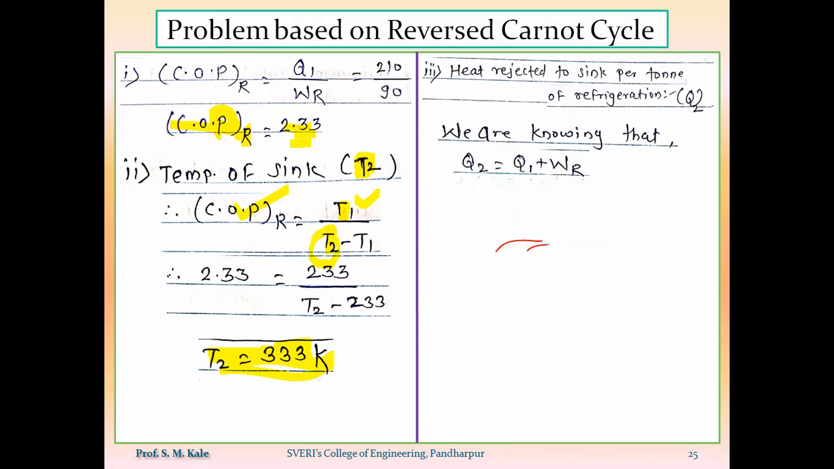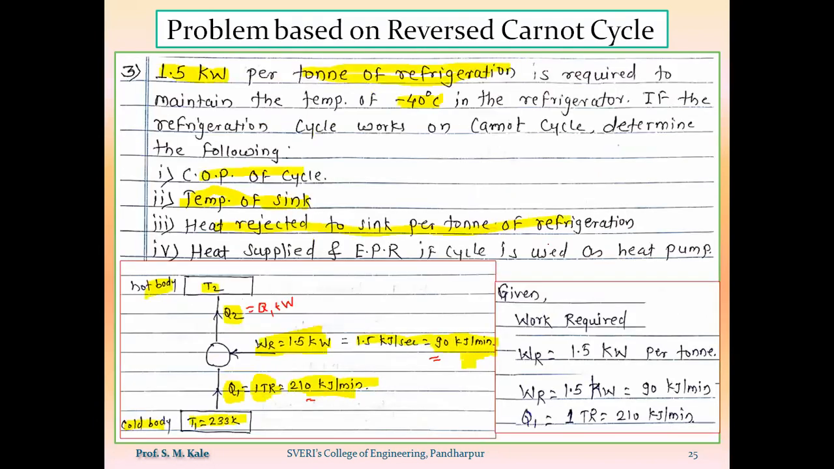And last question. What is the value of heat supplied? Heat supplied we have already calculated. That is nothing but the value of Q2. So in the third question only we have calculated the value of heat supplied. That is nothing but 300.